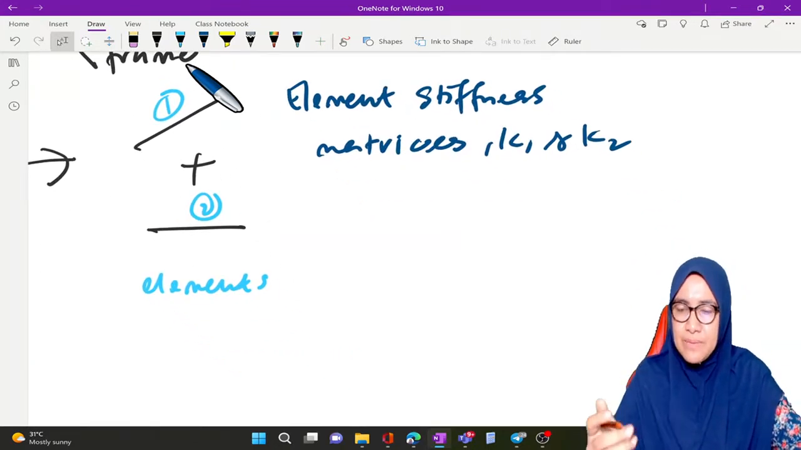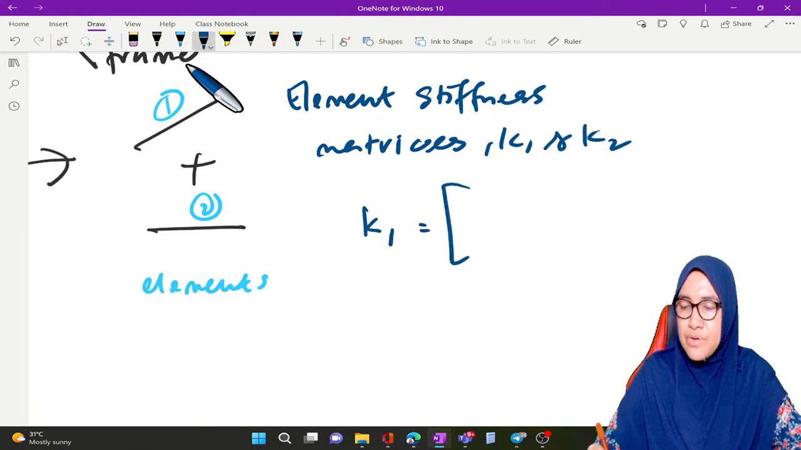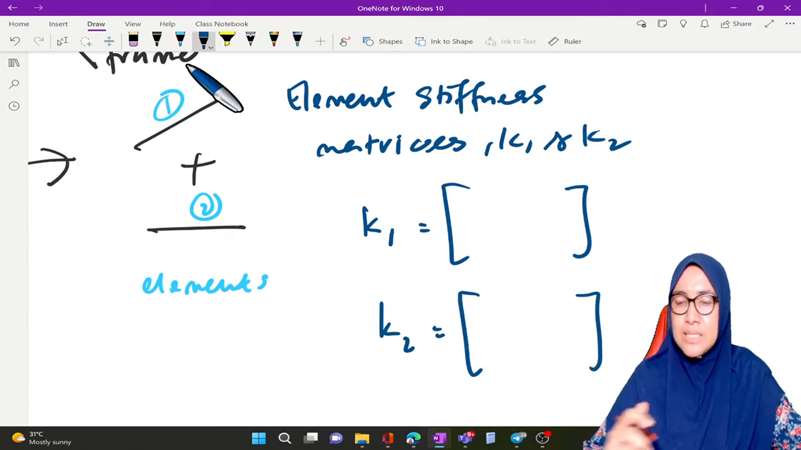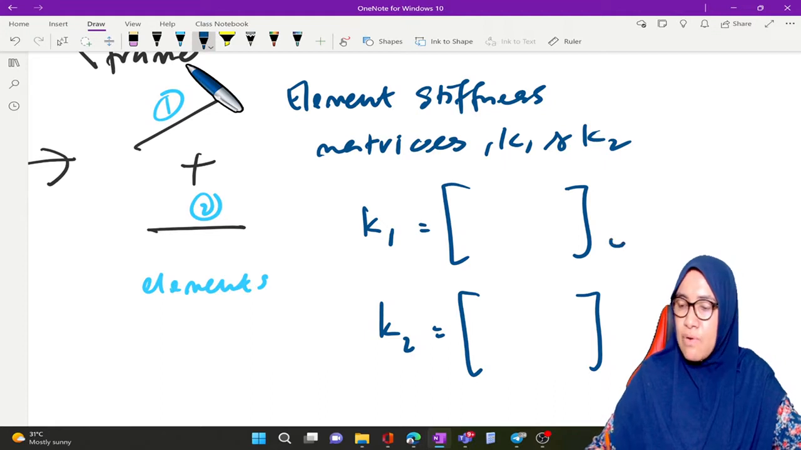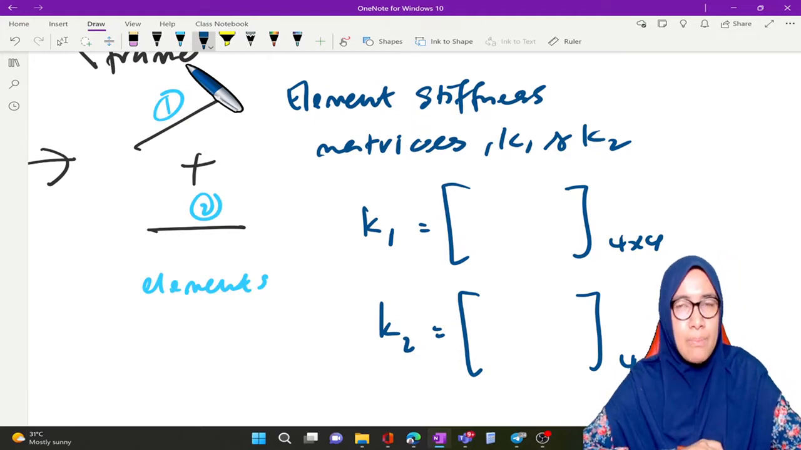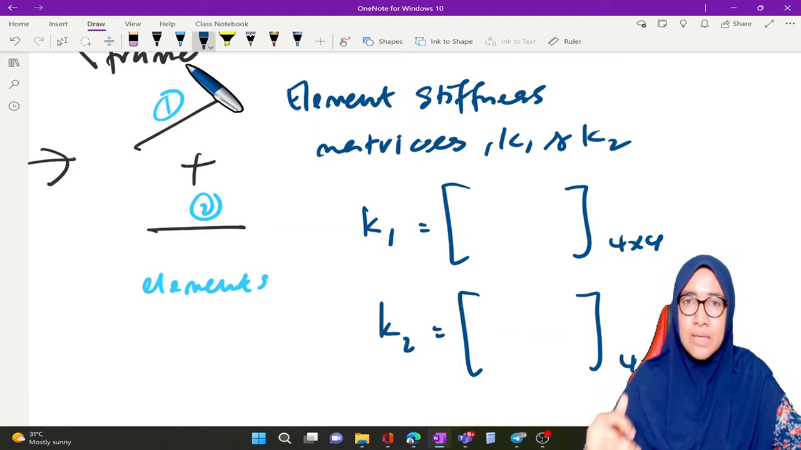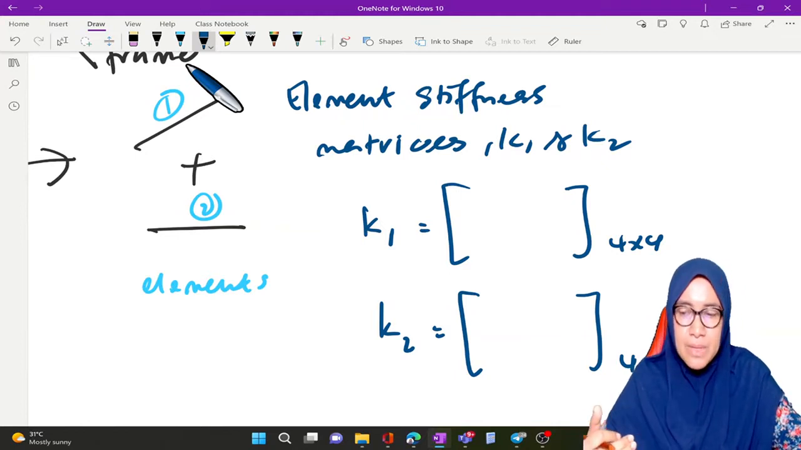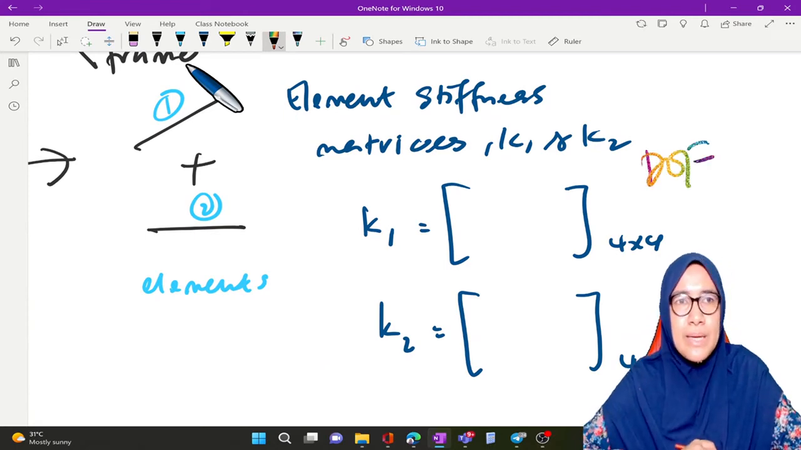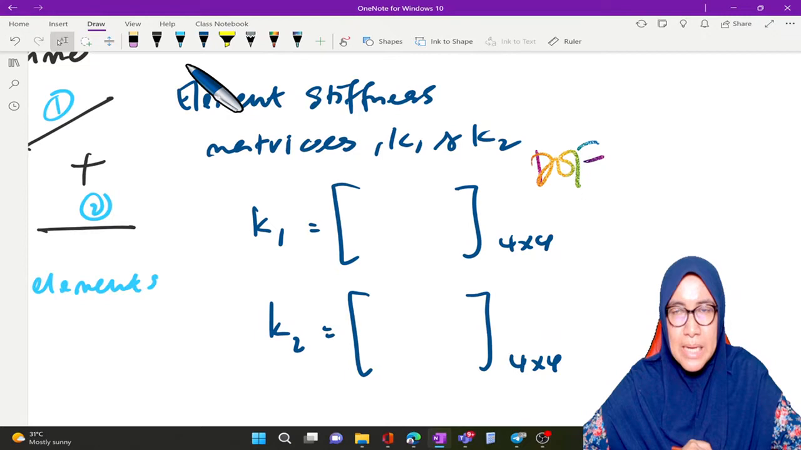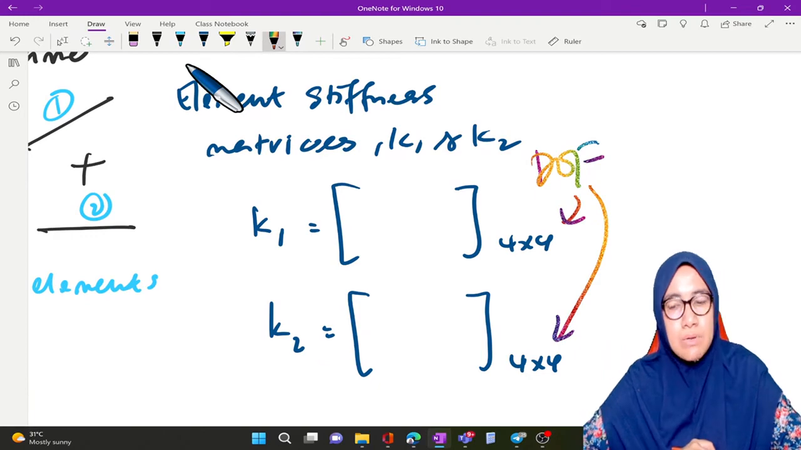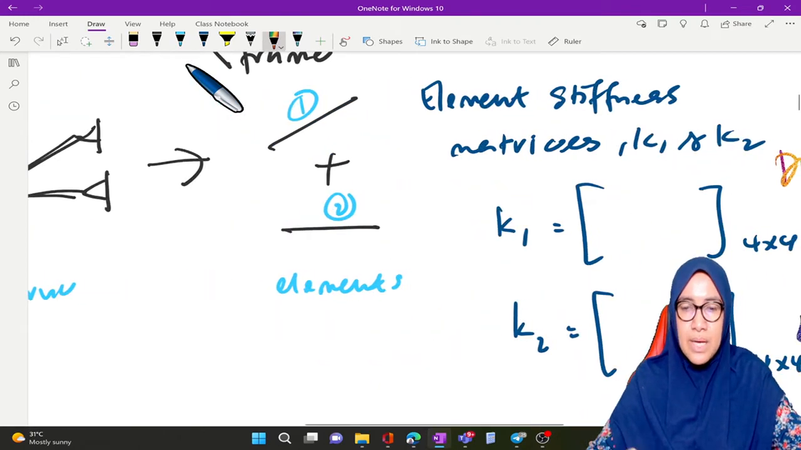There is a formula given. K1, we have to produce like this, and K2. For a truss, it is a 4 by 4 matrix for one element. So the size of this matrix will depend on the degree of freedom.